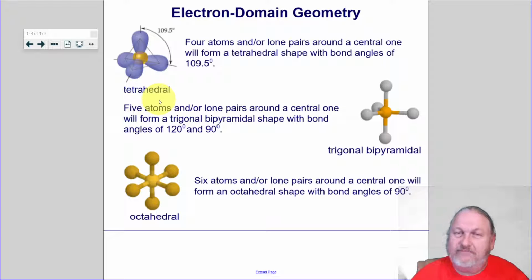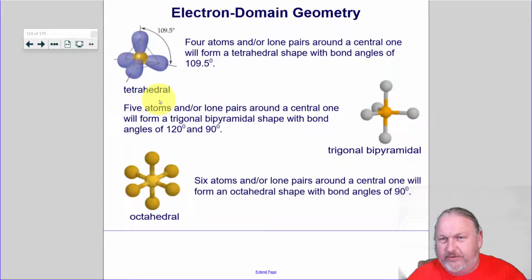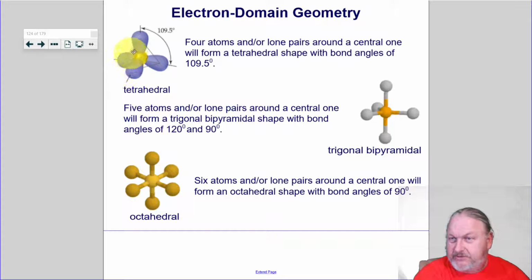So, if we have four atoms or lone pairs around the central one, it's going to form what we call a tetrahedral shape. And their angles will be 109.5 degrees. That's what a tetrahedron looks like. If we've got five atoms or lone pairs around a central one, they're going to form a trigonal bipyramidal shape with bond angles of 120 and 90 degrees. Okay. And again, we're talking about the electron domain geometry.